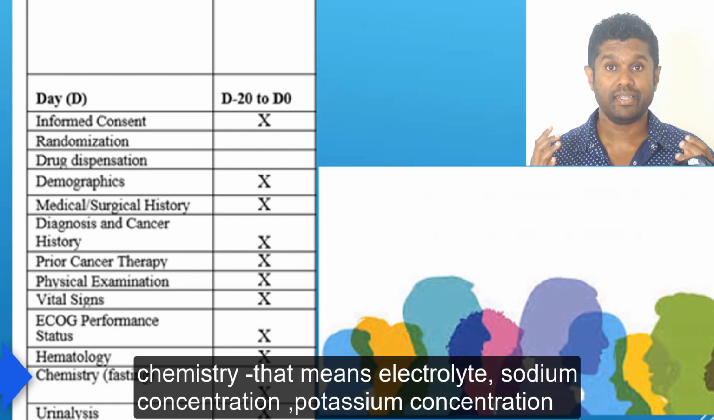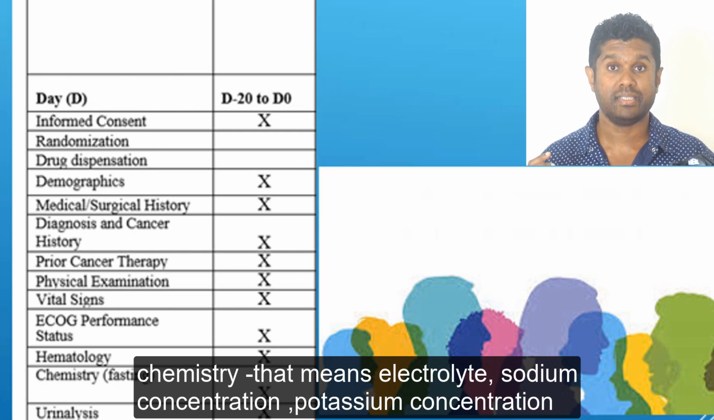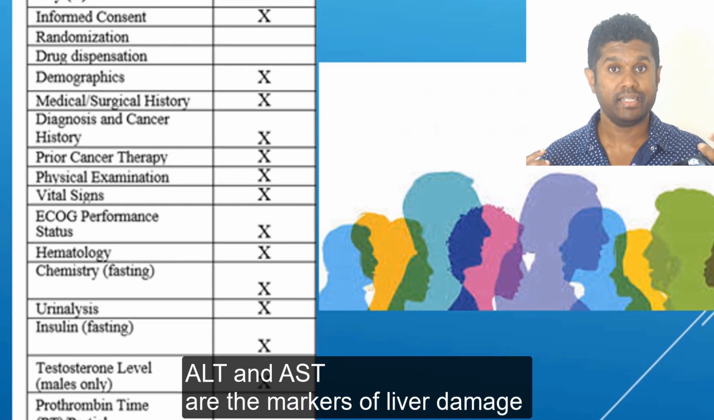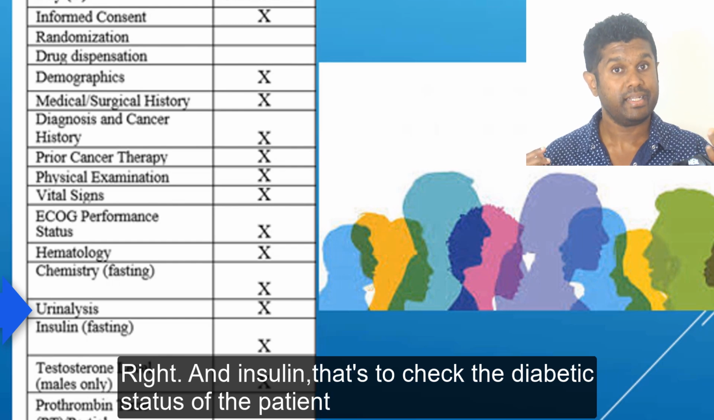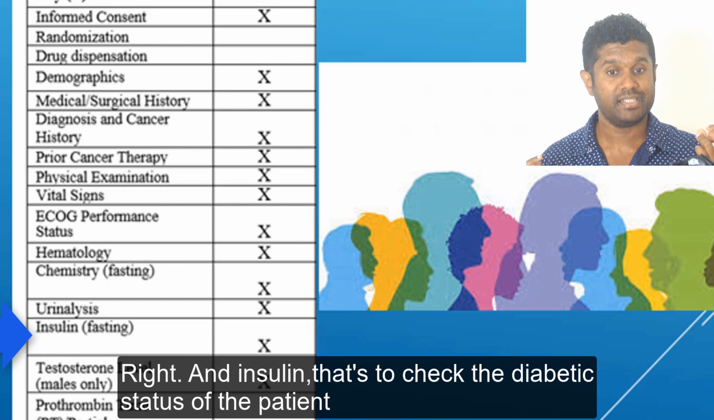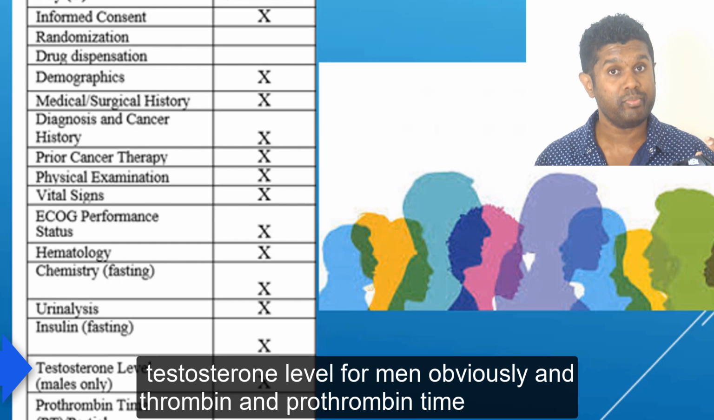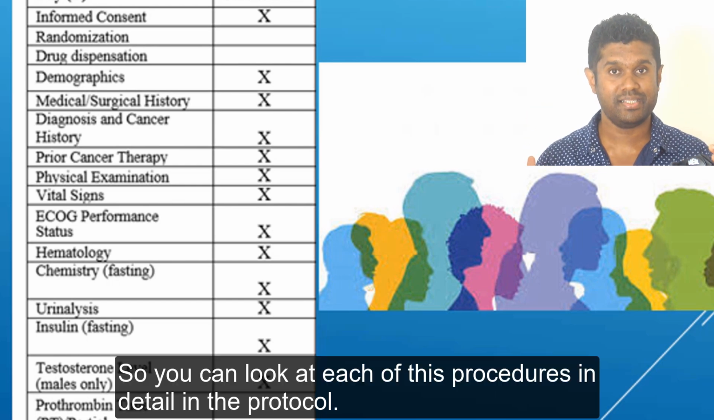Then blood chemistry, that means electrolytes, sodium concentration, potassium concentration, ALT, AST, which are markers of liver damage, and creatinine, and all those chemicals in the blood. That's blood chemistry. Urinalysis, you will be checking the urine for glucose and other things, right? And insulin, that's to check the diabetic status of the patient. The testosterone level only for male patients, obviously, and prothrombin time and thromboplastin time, which are markers of blood coagulation. So you can look at each of these assessments in detail in the protocol.